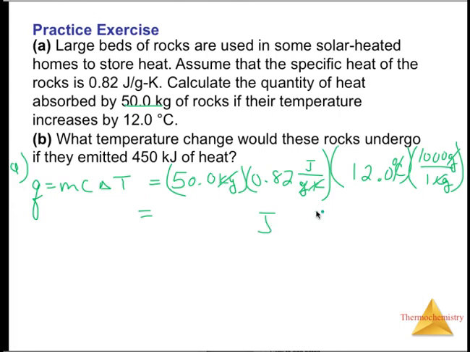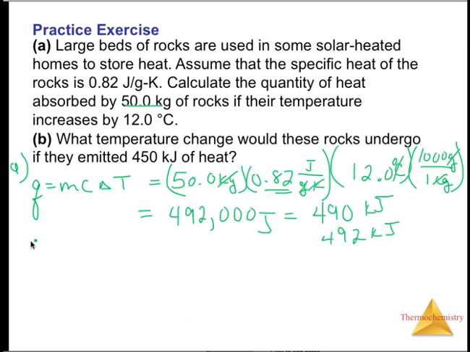I get 492,000 joules. That's 2, 3 in my given. To be honest, I would accept as this answer either 490 kilojoules or 492 kilojoules. I don't like taking heat capacities as my limiting for significant figures, but I don't know if that's an exact number or if that was an experimental value. So I would accept both of those for the number of significant figures your answer should have.